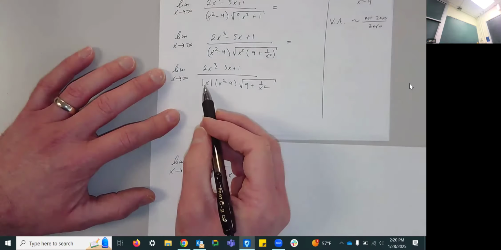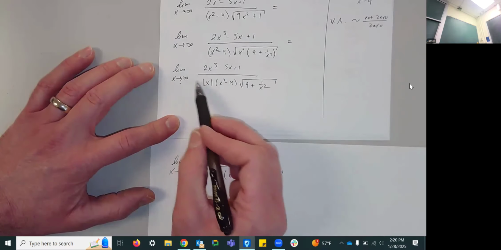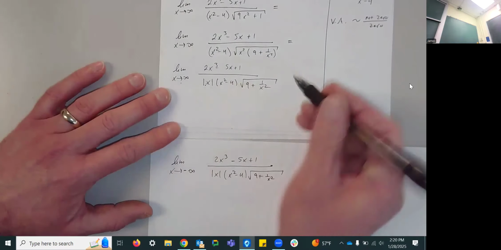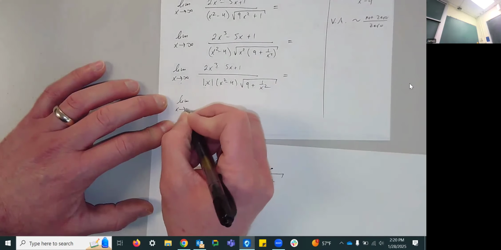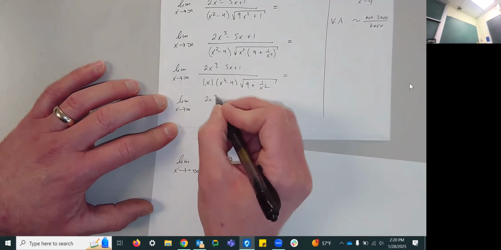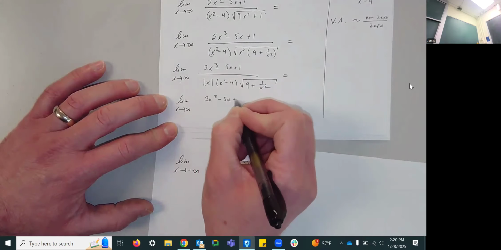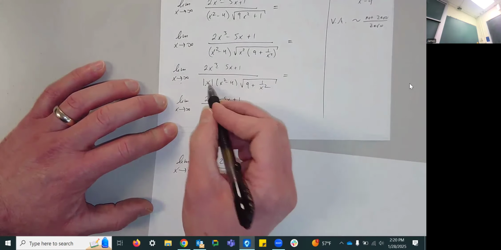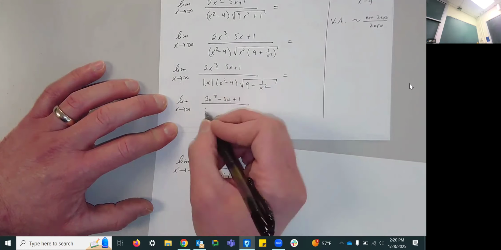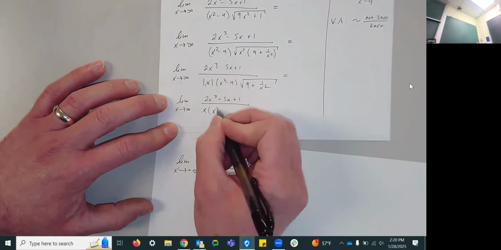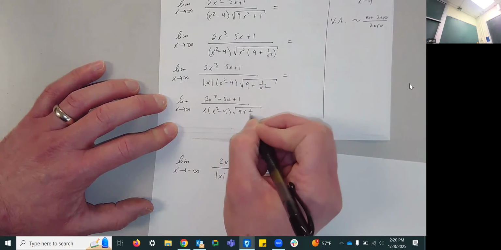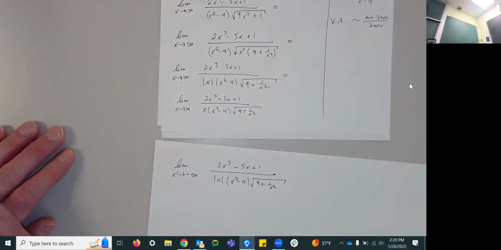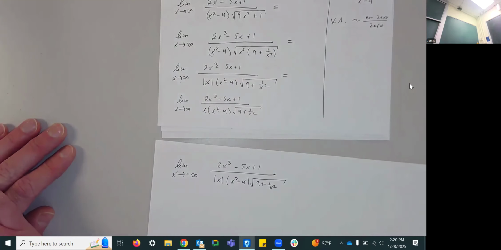So up here, since x is positive, the absolute value of x is just x. So I'm going to write this as the limit as x goes to infinity of (2x cubed minus 5x plus 1) over (x times (x squared minus 4)), sorry, that times the square root of 9 plus 1 over x squared. Problem's still kind of annoying, but oh well.